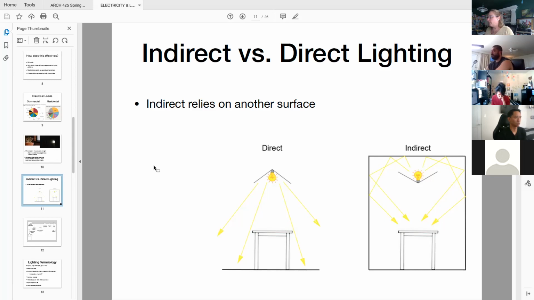If you have indirect lighting that's shining off of a white ceiling, you're going to get one effect versus indirect lighting that's shining off of a black ceiling or a very dark color. The fixture relies on those surfaces for that distribution of the light. So you have to keep in mind that extension of that light fixture and how that's going to affect your lighting design.